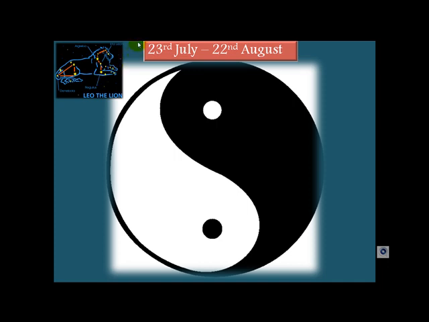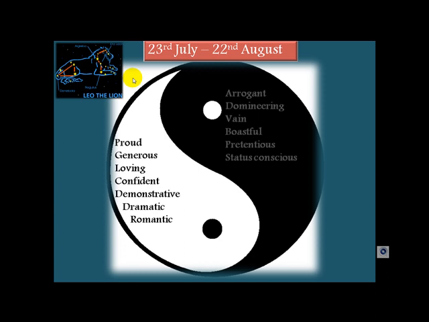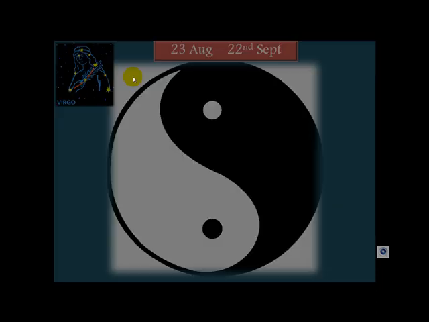So Leo can be proud, generous, loving, confident, demonstrative, dramatic, and romantic. On the other side, they can be quite arrogant, domineering, vain, boastful, pretentious, and status conscious. So Leos like to be, think of the royal person in control in front of everybody. They need an audience. They will demand an audience. So watch the children that are Leos. You'll see them sticking out like a sore thumb.